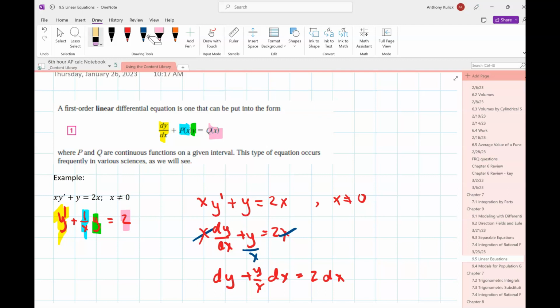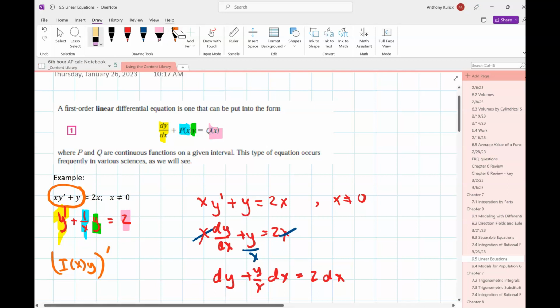But I claim that this is something we can still do. So here's the trick: I want to think about this left-hand side as the result of a product rule differentiation with y and some other function of x. Right now, the way it's written, maybe you can see that, maybe you can't. Maybe it's not even set up as a product rule differentiation. But we're going to make it the result of a product rule differentiation by multiplying both sides by some other function of x. That's the goal here.